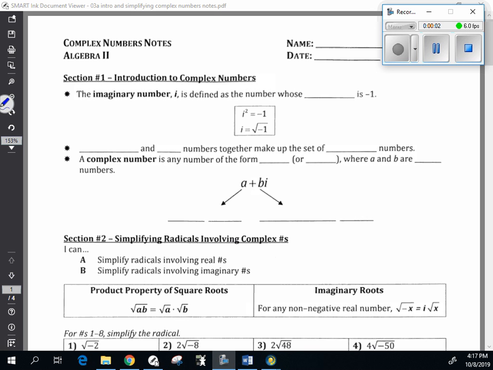So we're going to be talking about imaginary numbers and complex numbers. The first thing that you need to know about imaginary numbers is that for an imaginary, we use i is equal to the square root of -1. So an imaginary number is defined as a number whose square is -1.